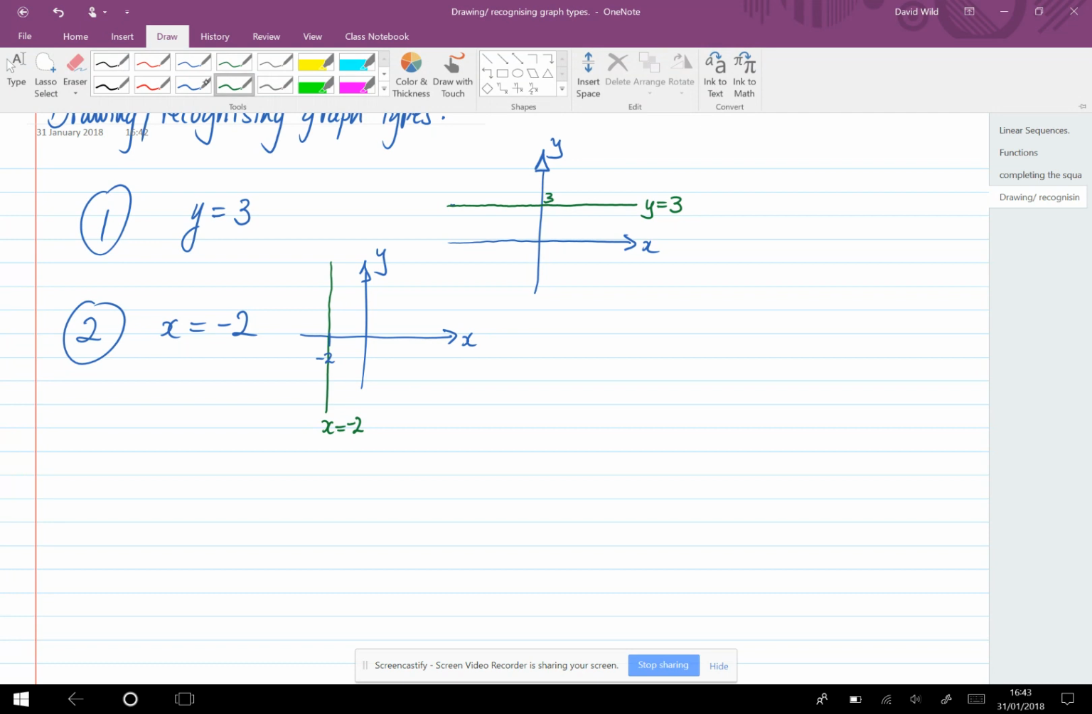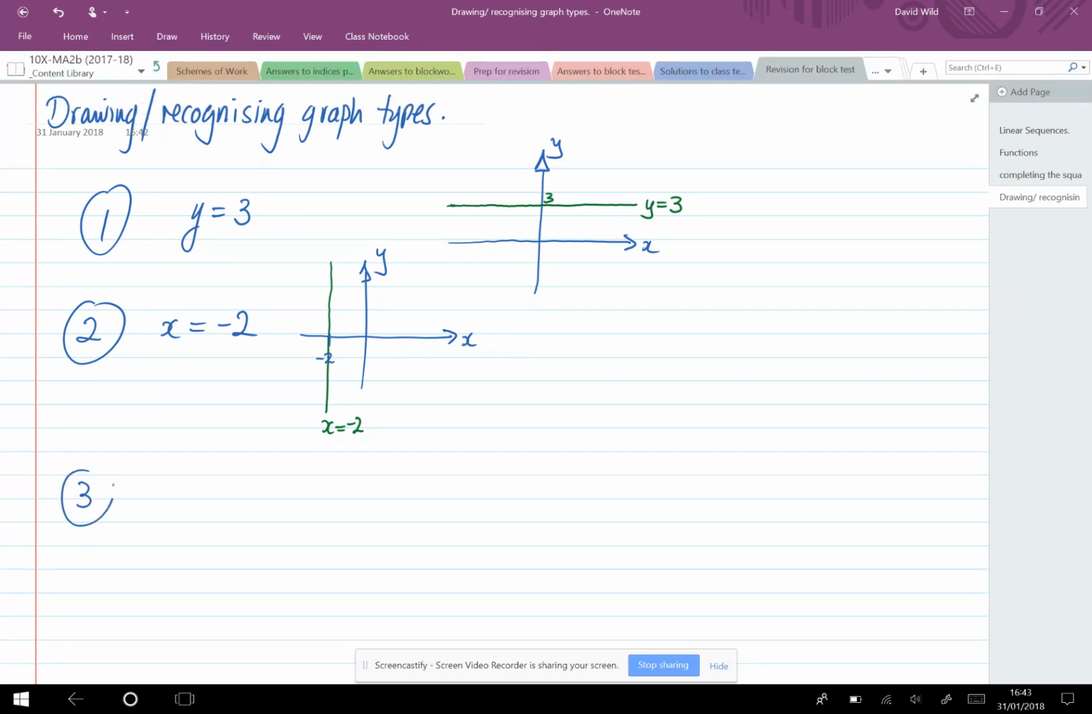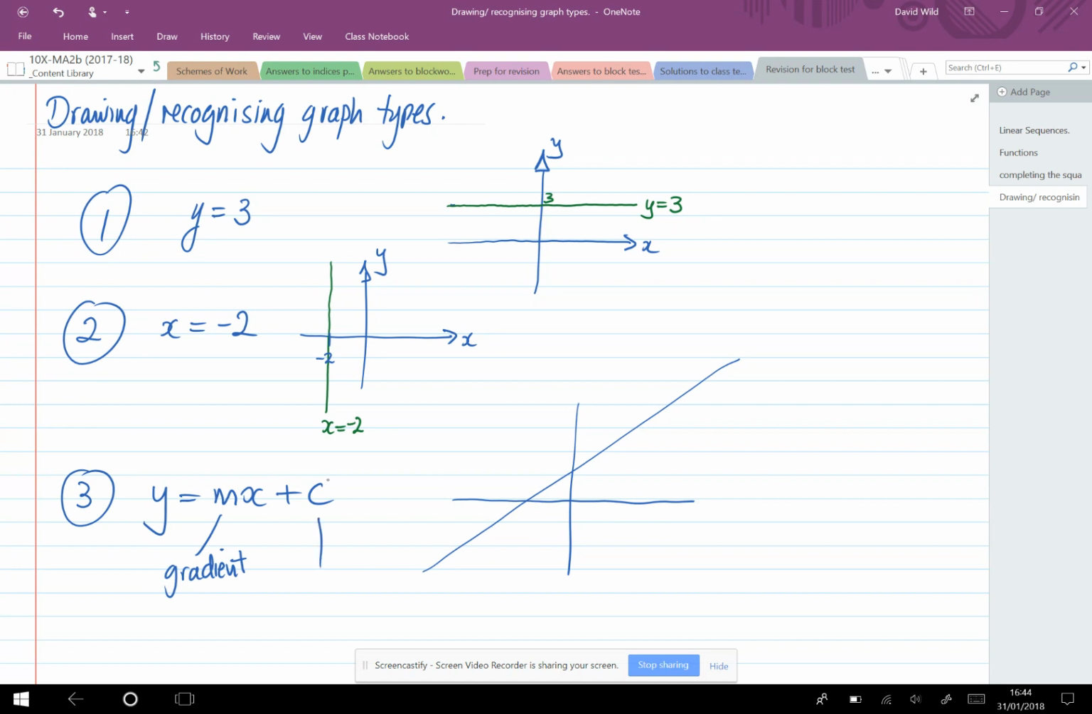Okay, they're the really simple ones. Let's do the next most simple, probably, the good old y equals mx plus c. So here we're talking about straight lines. Remember that m is the gradient, and c, this value here, is the y-intercept. So this would be my c here. And my gradient, remember, is rise over run. Gradient is rise over run.